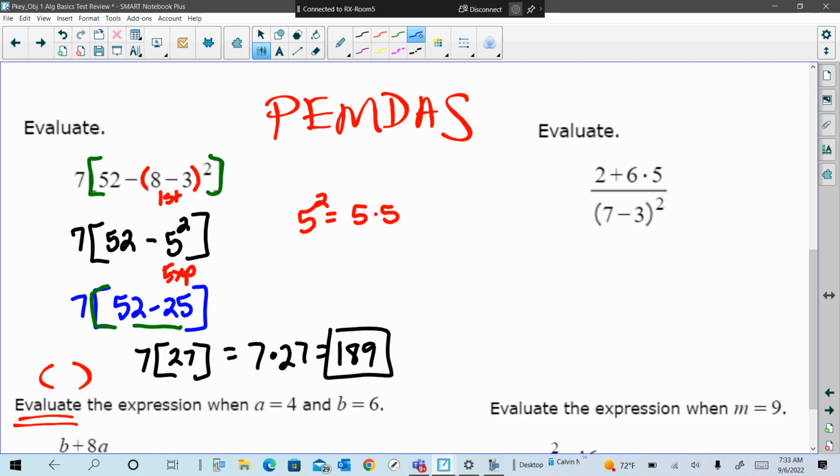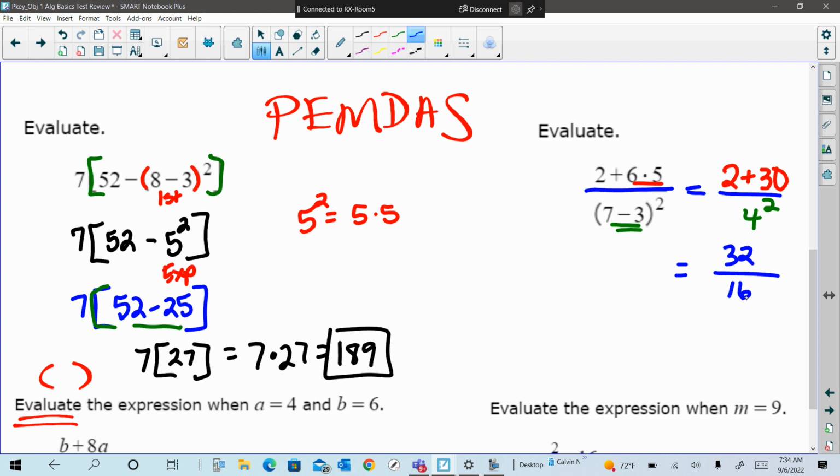Now, if you have a fraction bar here, keep the fraction bar when you're doing your order of operations. Do your top. On the top, I would do multiplication first, which would change this to 2 plus 30, and then do the bottom. On the bottom, I would do my parentheses first, which would change that to 4 squared. And on the top, this gets simplified as 32. On the bottom, this 4 squared gets simplified as just 16.